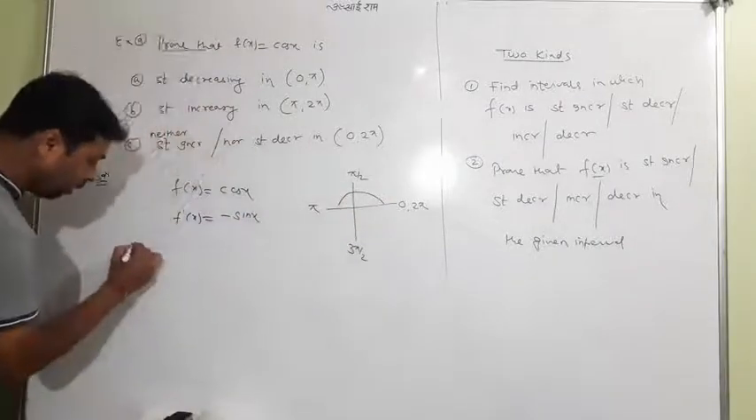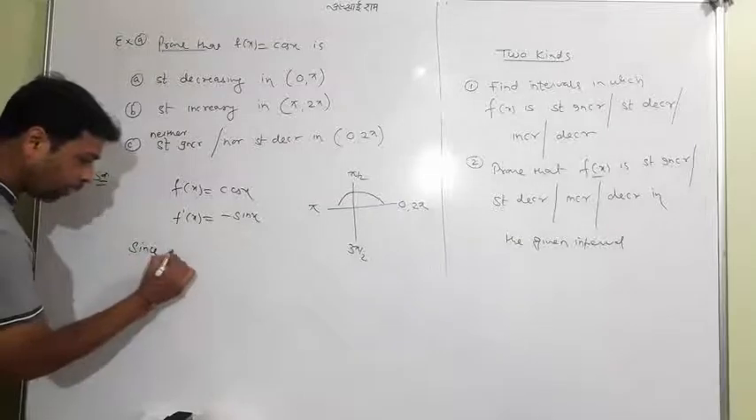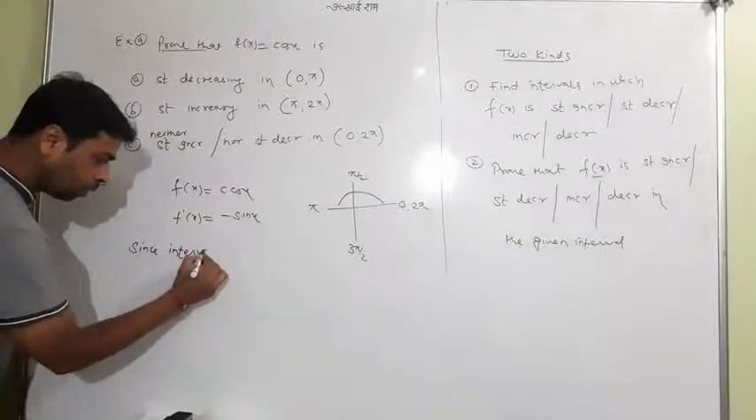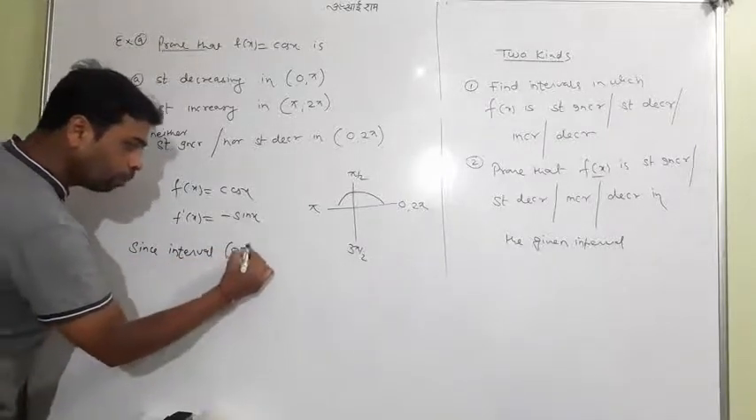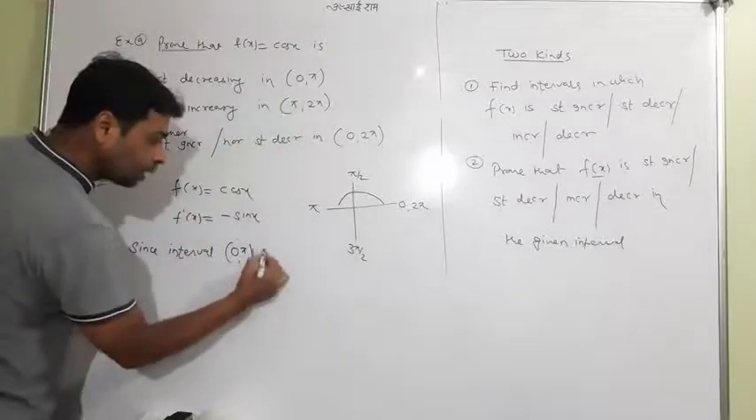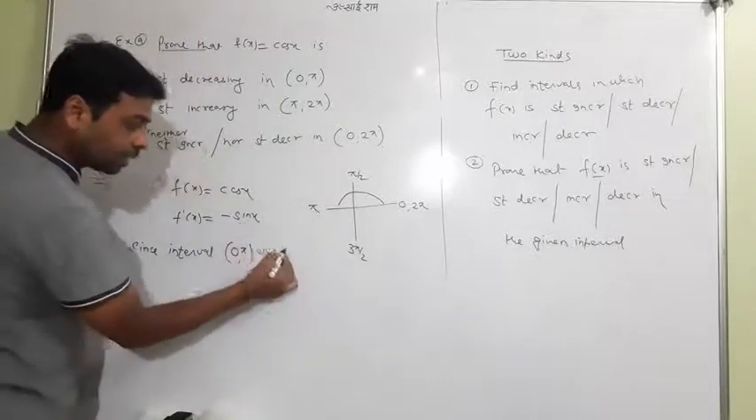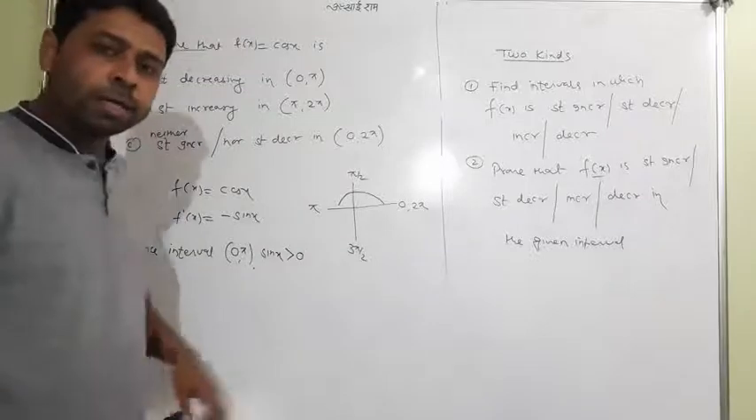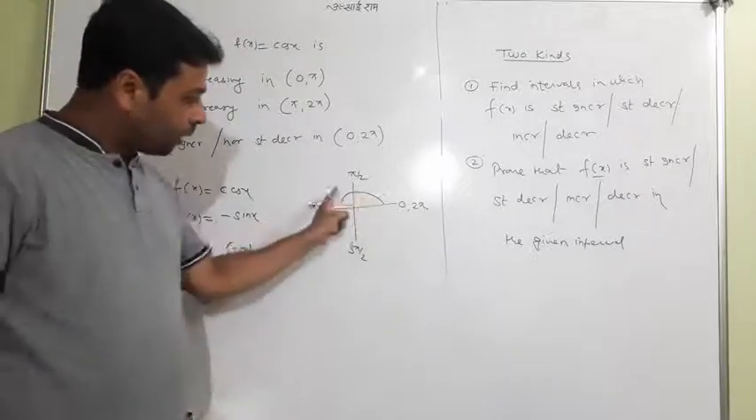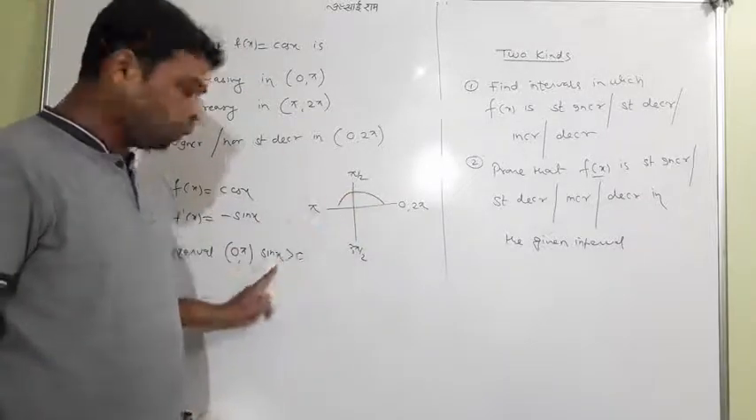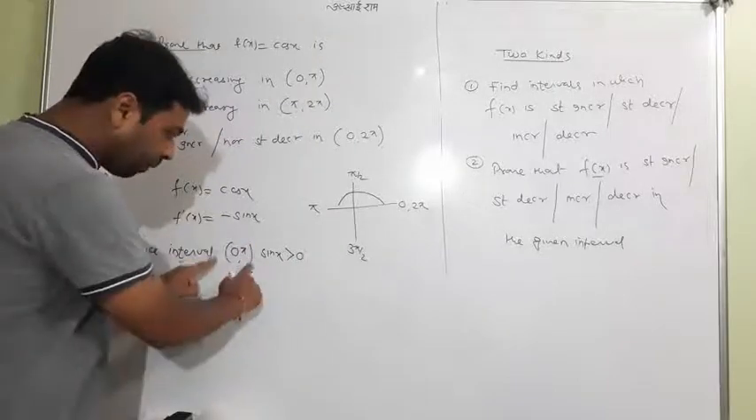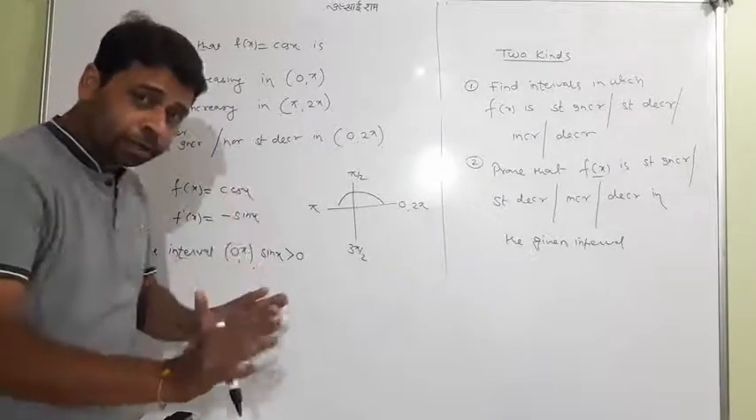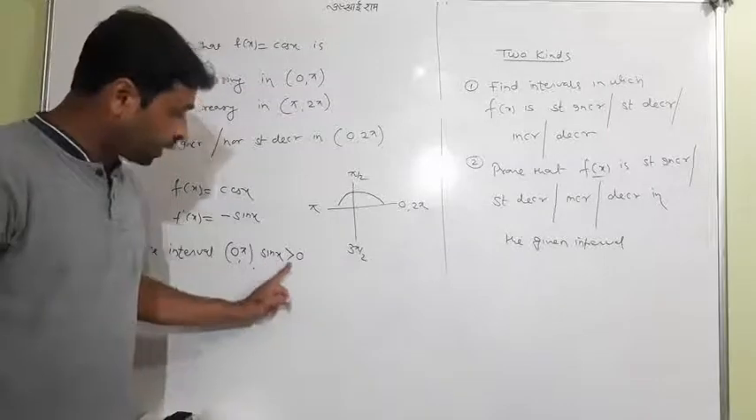So in interval 0 to pi, sin x is always positive. We must assure that between that interval sin x is always positive. Look at, it is an open interval. 0 and pi I am not taking. Between 0 to pi, sin x is positive.